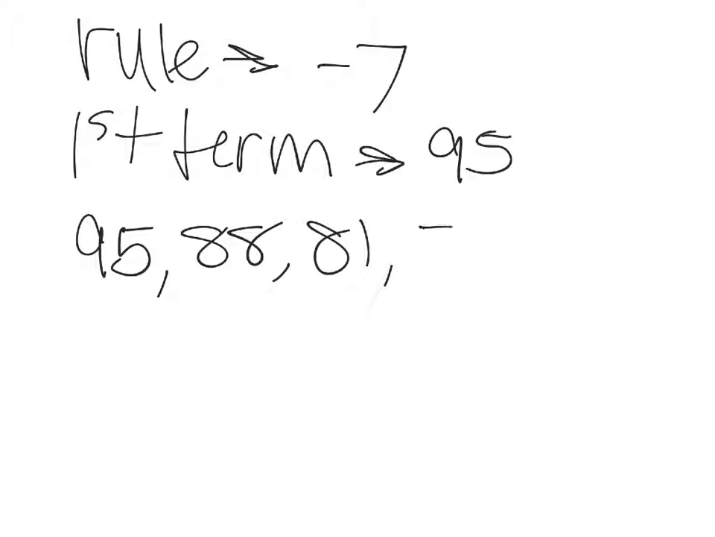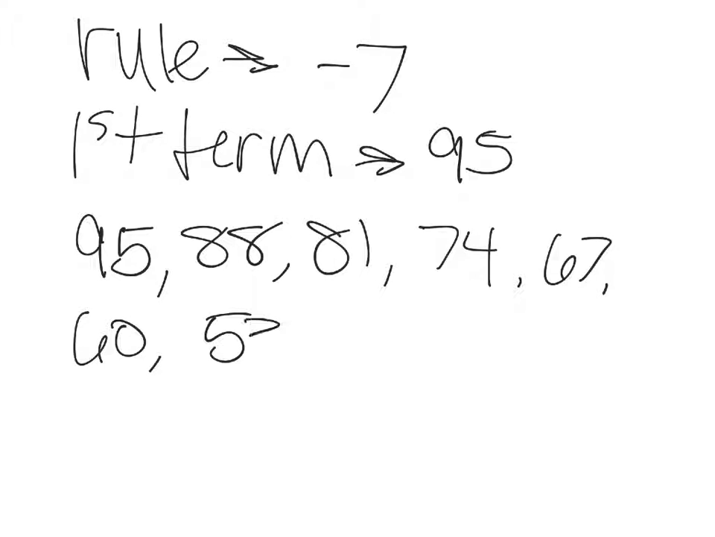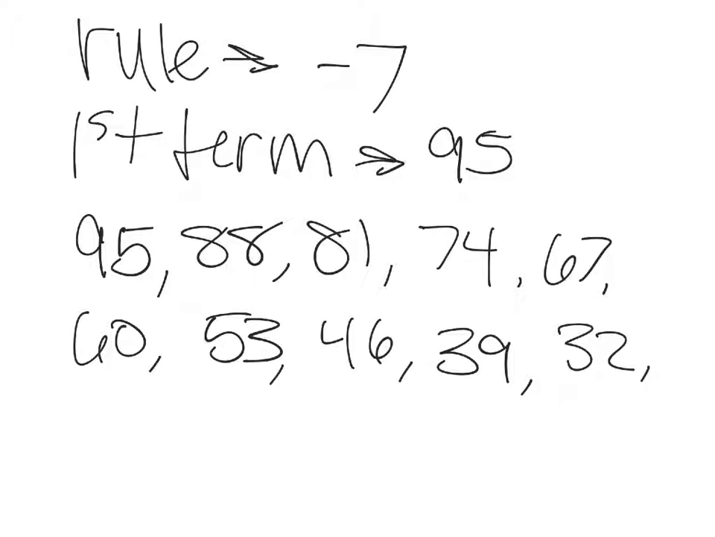So, if we write the first 12 terms, we have 95, 88, 81, 74, 67, 60, 53, 46, 39, 32, 25, 18, and then I can keep going, but those are the first 12.